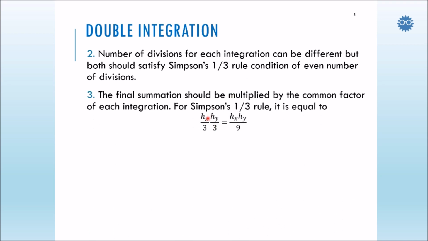The second note is that the final summation should be multiplied by the common factor of each integration, because, as I said, hx over 3 and hy over 3, if we distribute them inside the brackets, over all the terms of Simpson's one-third rule, at every point of integration this factor will be multiplied, as well as the integer factors of 2 and 4 and so forth. So instead of multiplying all of these values inside, we can take them at the last step of integration as an overall factor to be multiplied by the summation.